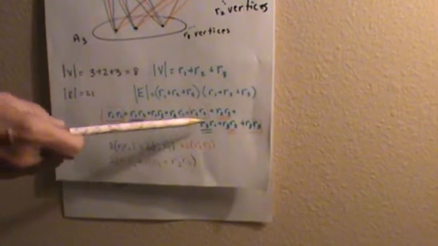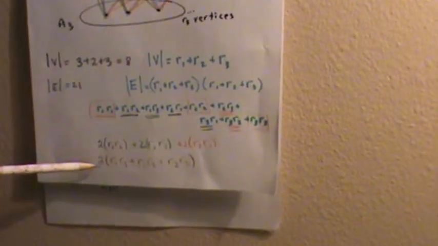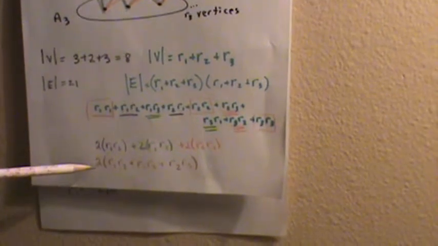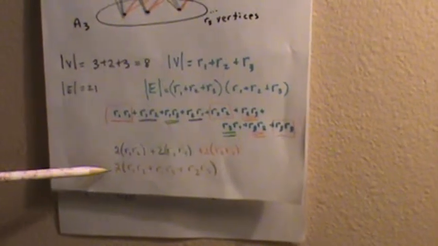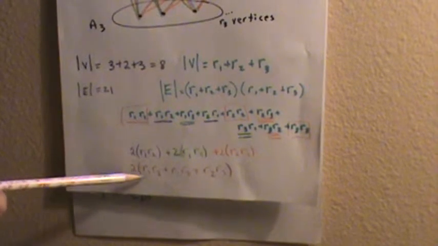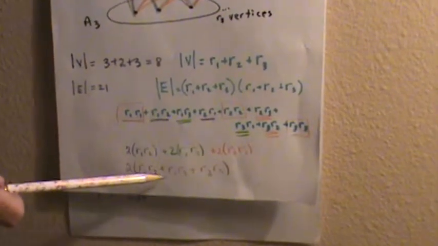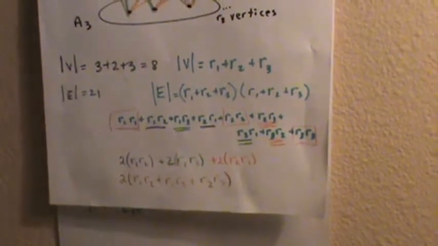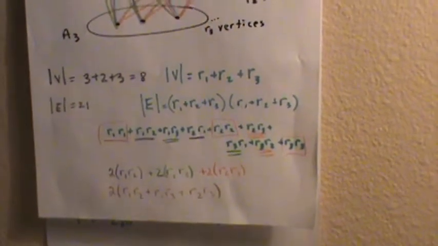And as I take a look at adding like terms, and you can see how I've matched them up, to end up with our size of a tripartite, it's 2 times the quantity, R1 times R2, plus R1 times R3, plus R2 times R3. So how can we expand this to a k-partite?